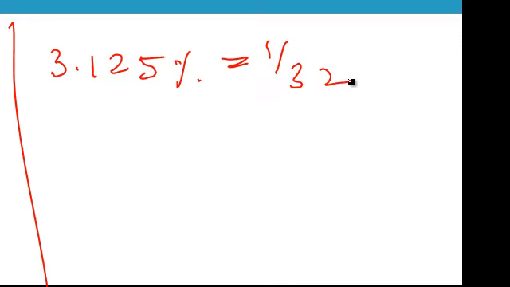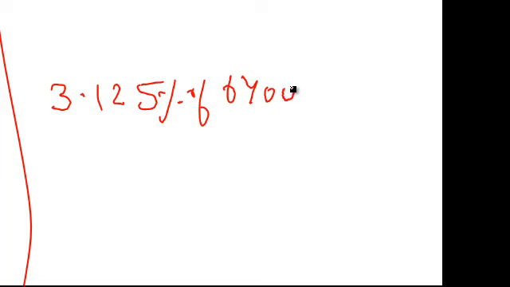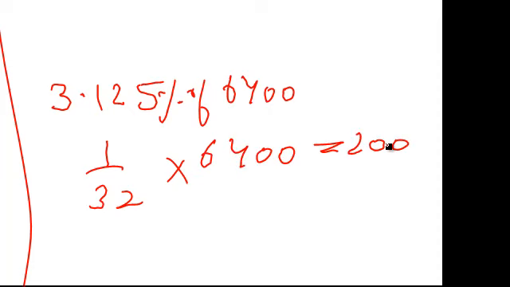Now by drawing this logic, you are able to understand the concept of percentages, and if I ask you its application, that is 3.125% of 6400, it becomes 1 by 32 of 6400. The answer is 200. I hope you understand how important it is for us to understand the concept of conversion of percentages into fractions. Now further moving along with the table, let us take the next value.